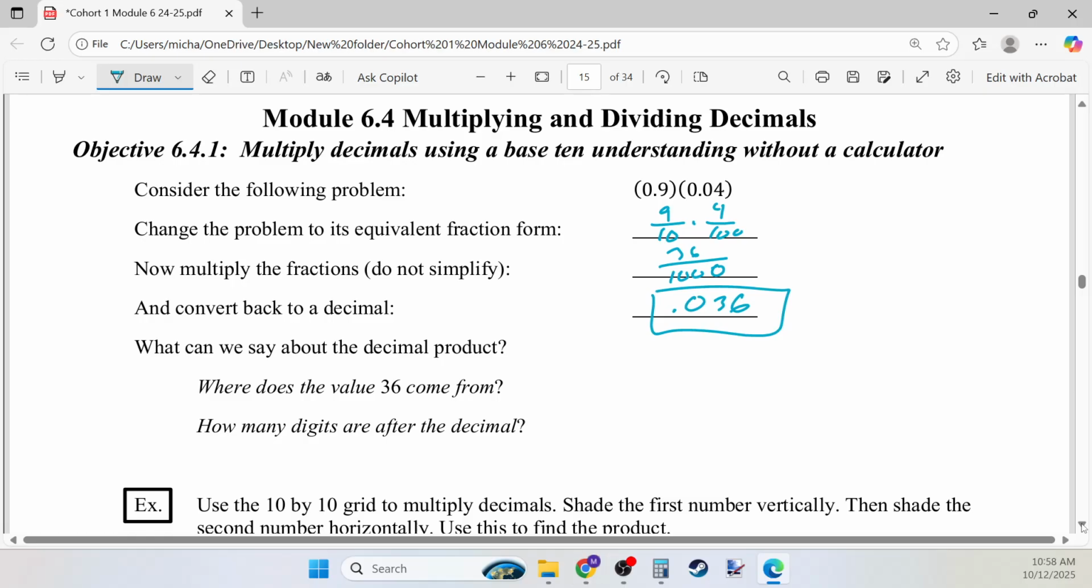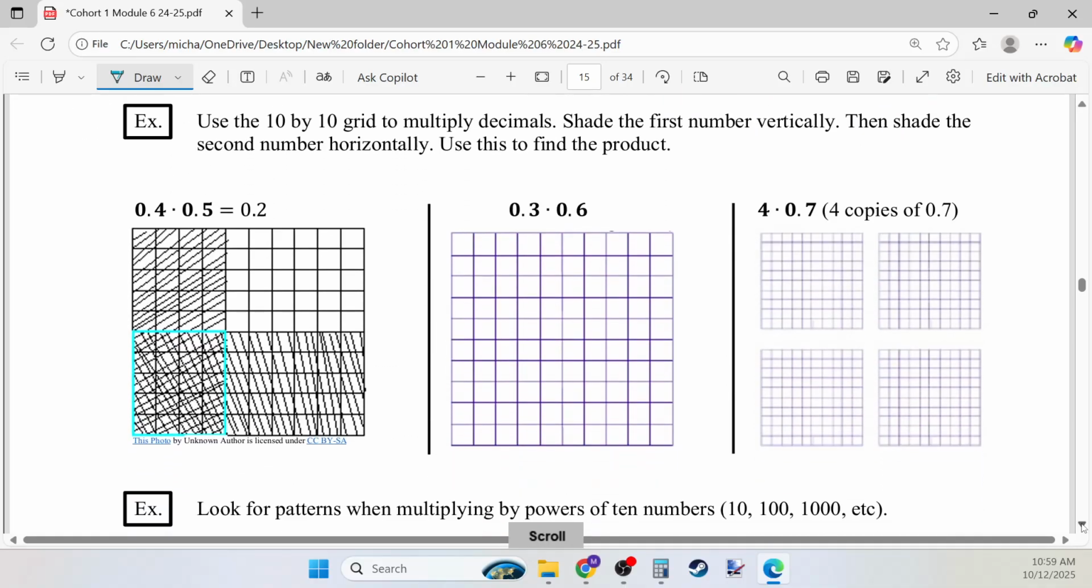The way to do that with our normal multiplication algorithm is like this. 9 times 4 is 36. 9 times 0 is 0. 0 plus 3 is 3. And then I say there are 1, 2, 3 digits to the right of the decimal. So I have to place a dot and a 0 so that I have 3 digits to the right of the decimal in the answer. There are 3 digits to the right of the decimal in the question. There need to be 3 digits to the right of the decimal in the answer. That'll go for any of these.